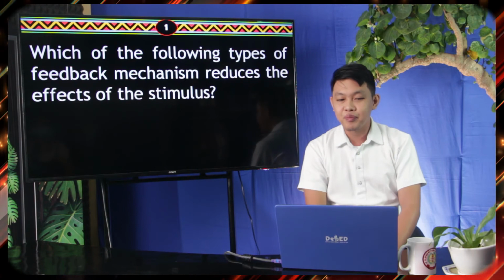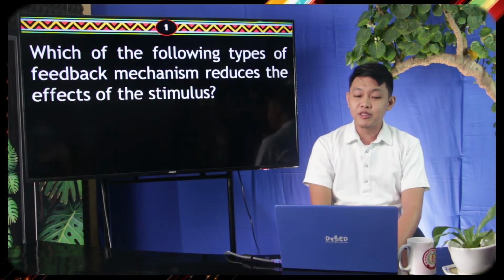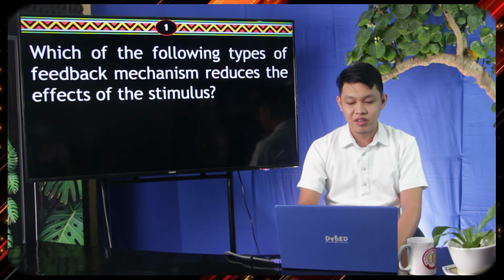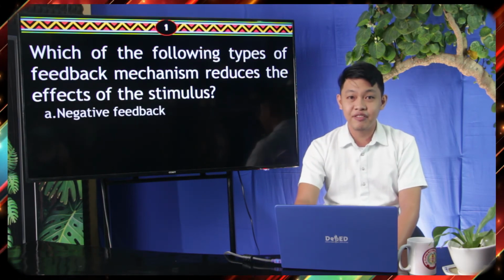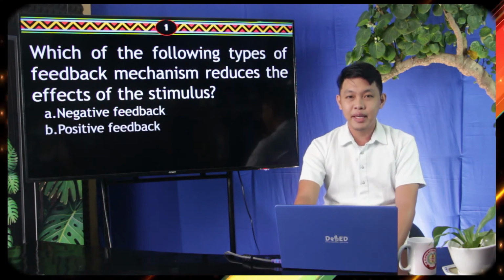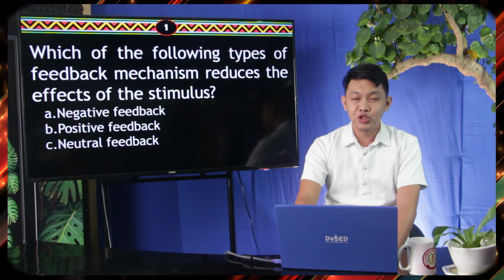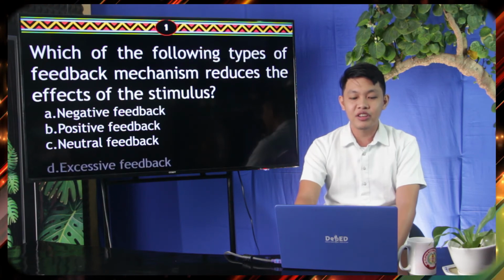Number 1. Which of the following types of feedback mechanism reduces the effect of the stimulus? A. Negative feedback. B. Positive feedback. C. Neutral feedback. Or letter D. Excessive feedback.